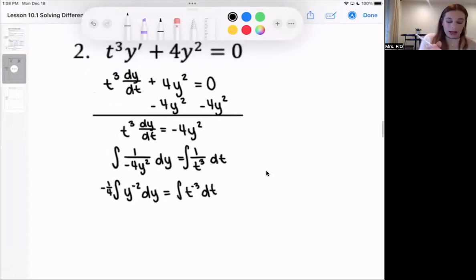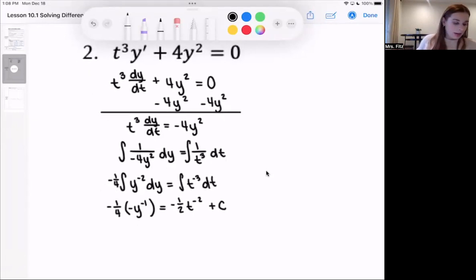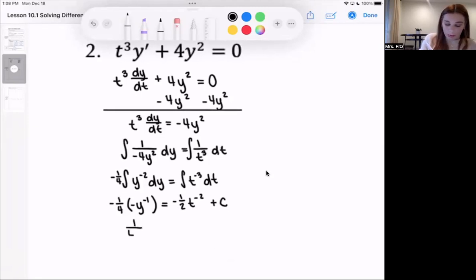So I end up with negative 1/4 times, let's see, we would add 1, then divide by negative 1. So it looks like we'd end up with negative y to the negative first, which equals negative 1/2 t to the negative second plus c. And then let's do a little bit of rewriting just to make this all a little bit nicer and cleaner. So we end up with 1 over 4y is equal to negative 1 over 2t squared plus c.